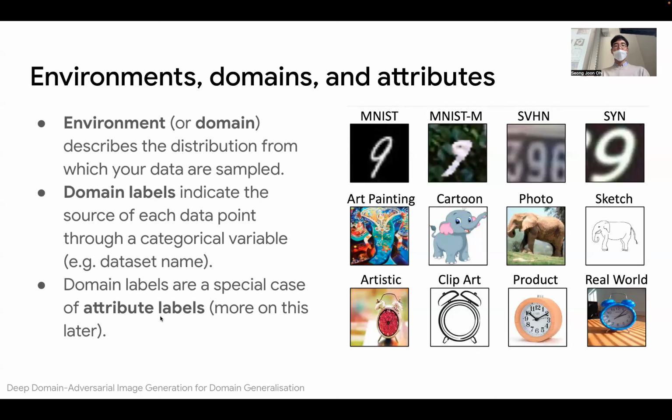And now there's more general notion, which is attribute labels, on which I'm going to talk a bit more later. Okay. And domain labels are a special case of attribute labels. It's essentially like attribute labels are labeling all possible factors that are varying in your data. And obviously your data set label or the source where the data is coming from, that's an instance of attribute label, okay, attribute.